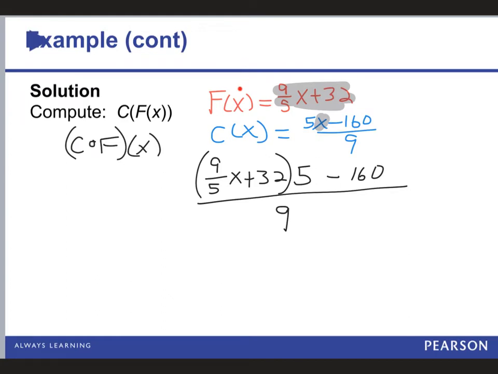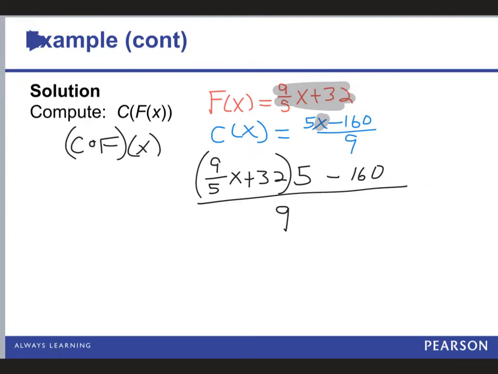So I input x, I find out what f of x is, which is I multiply by 9/5 and add 32. This is my output for f. Then that output is going to become the input for the function c of x. So I'm going to multiply my output for f by 5, subtract 160, and then divide by 9. Now we just have to do the calculation.